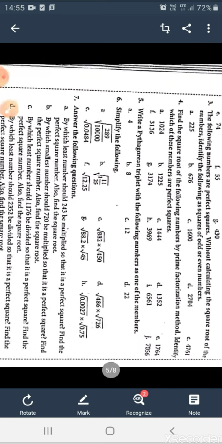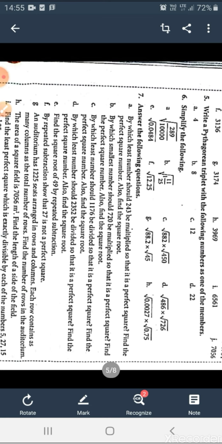Now next question, question number 7 part D, same as part C. E and F are the same kind of parts, so I will make you understand part E. Find the square root of 49 by repeated subtraction. So by repeated subtraction we will find the square root of 49.